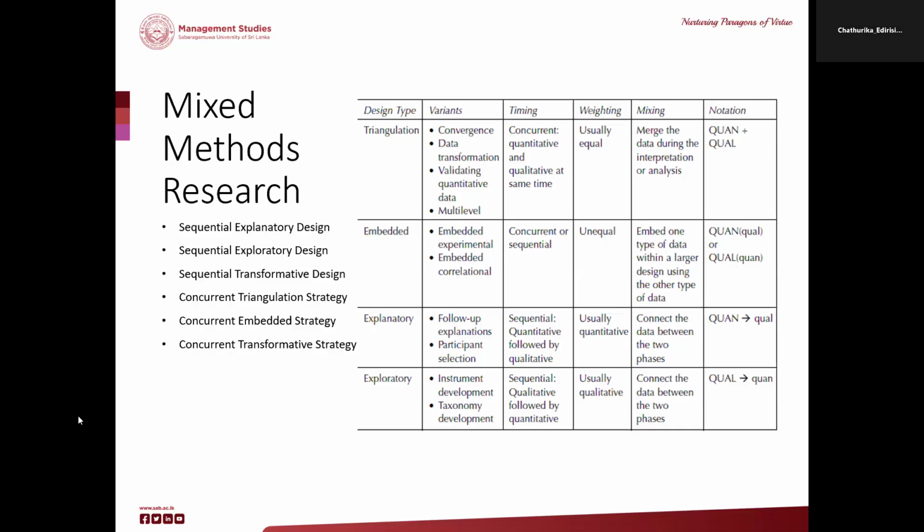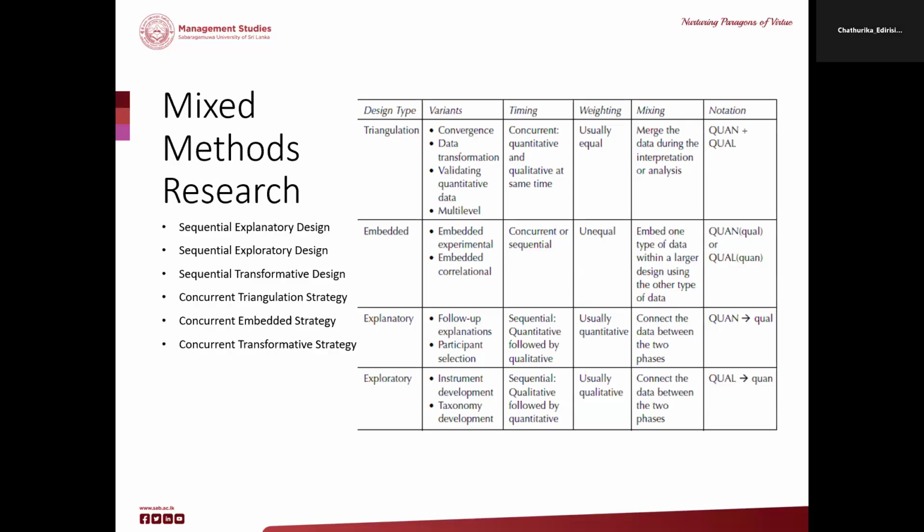So here you can see in this table, in the 3rd row, explanatory. Here the sequence is quantitative followed by qualitative, you can see. Weighting is usually quantitative, because quantitative comes first. So the quantitative phase is given the higher weightage. That is the sequential explanatory design: quantitative research design followed up by the qualitative research design. So we call it sequential explanatory design.